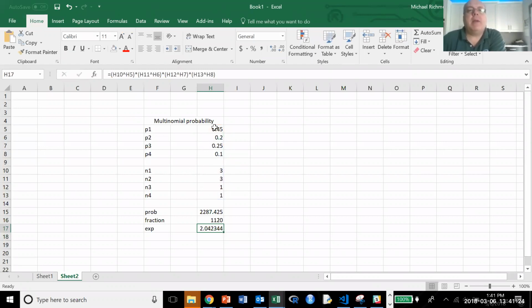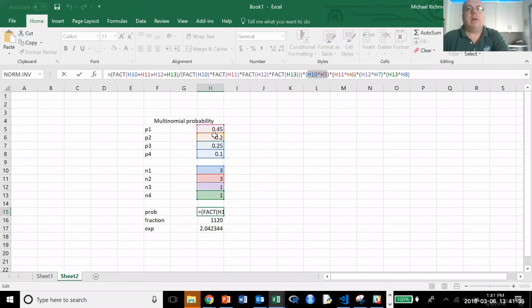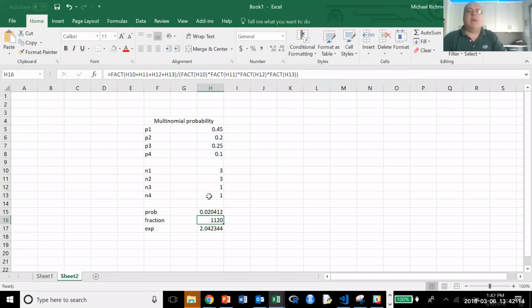I did n raised to the p. It should have been p raised to the n. So let me go back to this original formula and change those around. So this right here should be this raised to the n, and this should be probability raised to the n. Can you see what I've done here? Instead of doing p raised to the n, I did n raised to the p. That was a silly mistake on my part. It's okay, got it figured out. We can get it solved and fix it. Okay, there, that's much better. All right, I can get rid of this thing. I don't need it anymore.